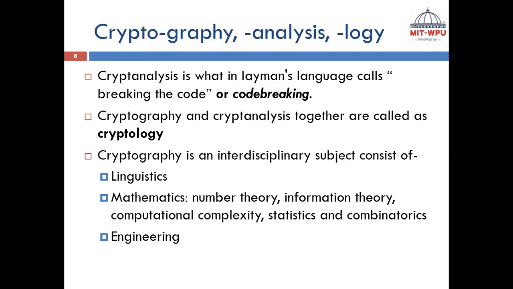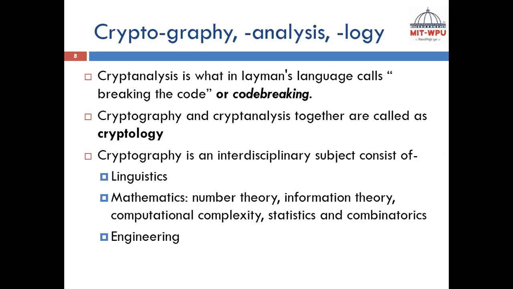So cryptanalysis, in layman's language, we can call breaking the code. It is the opposite of cryptography, where we try to convert the information into an unreadable format, whereas in cryptanalysis they are trying to break the creation of this unreadable format. It is also called code breaking. Cryptography and cryptanalysis, if we combine them together, we call cryptology.